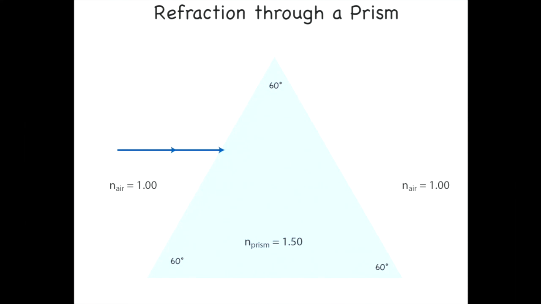So I have light coming in to a prism that is a 60-60-60 degree prism, an equilateral triangle. I'll tell you that the index of refraction of the prism is 1.50. What happens to this light? Let's see what happens to that light when it comes in.